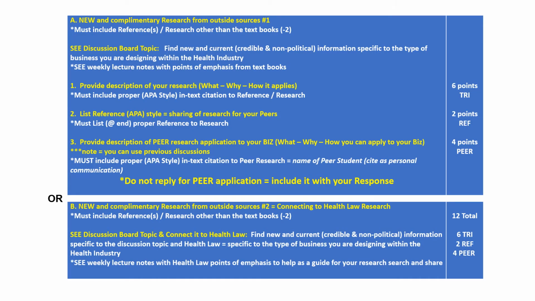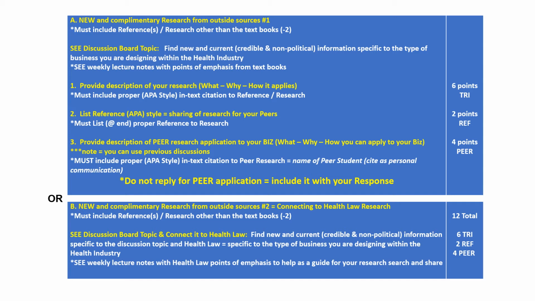All right, here's the rubric now. You've got two options. Option A, they're both going to follow the same format. Option A, you're going to take that topic for the week and find complementary research from outside sources. Key point here, you cannot use research and references from the textbook. We want outside sources. The other thing that's very important is that we need to have credible sources. Again, Wikipedia, for example, is not, and they need to be non-political. Again, information needs to be specific to the business that you're designing within the health industry.